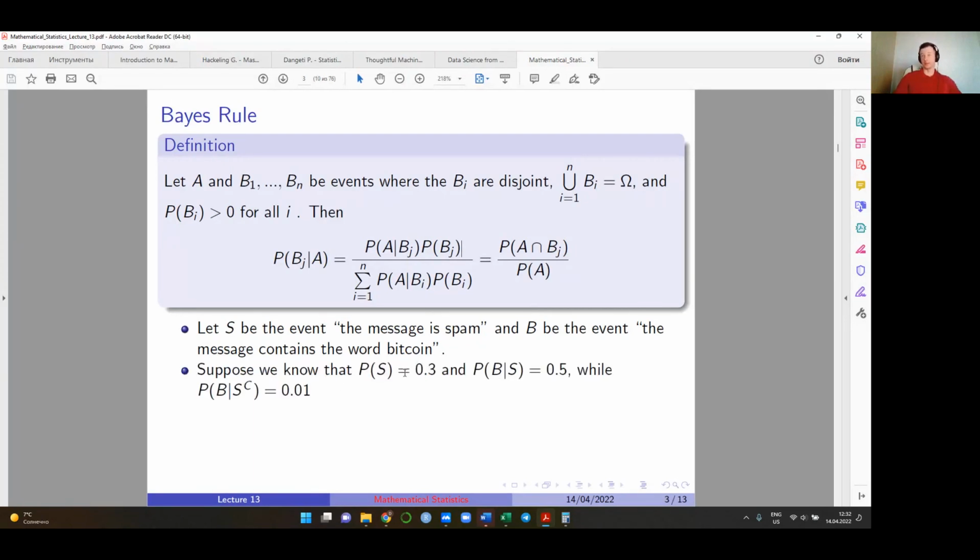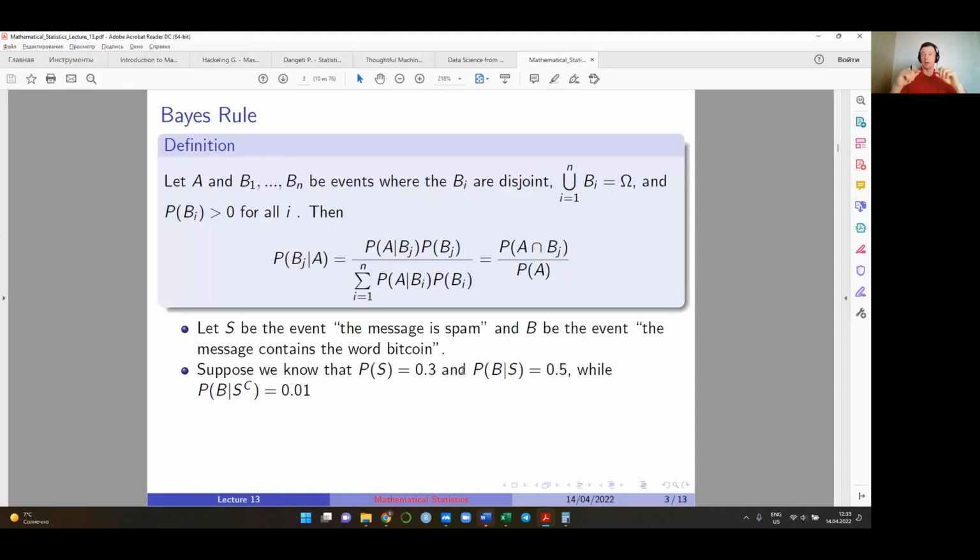Suppose we know that the probability to receive a spam email is 0.3, so P(S). The probability to receive a spam email with the word Bitcoin is 0.5. What does this mean? Out of all spam messages, so given S, we restrict our universe to the emails which are spam only. Out of them, the probability that an email contains the word Bitcoin is 0.5. And the probability to receive an email which is not spam, so this is S^c, the spam complement, containing the word Bitcoin is 0.01.